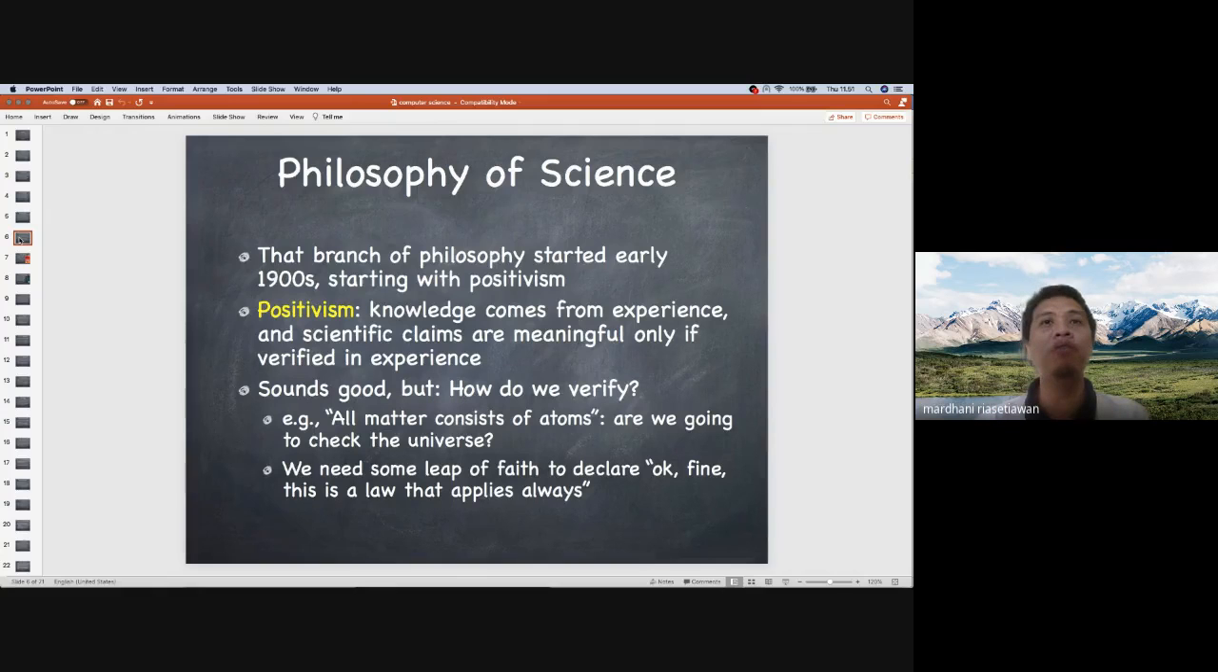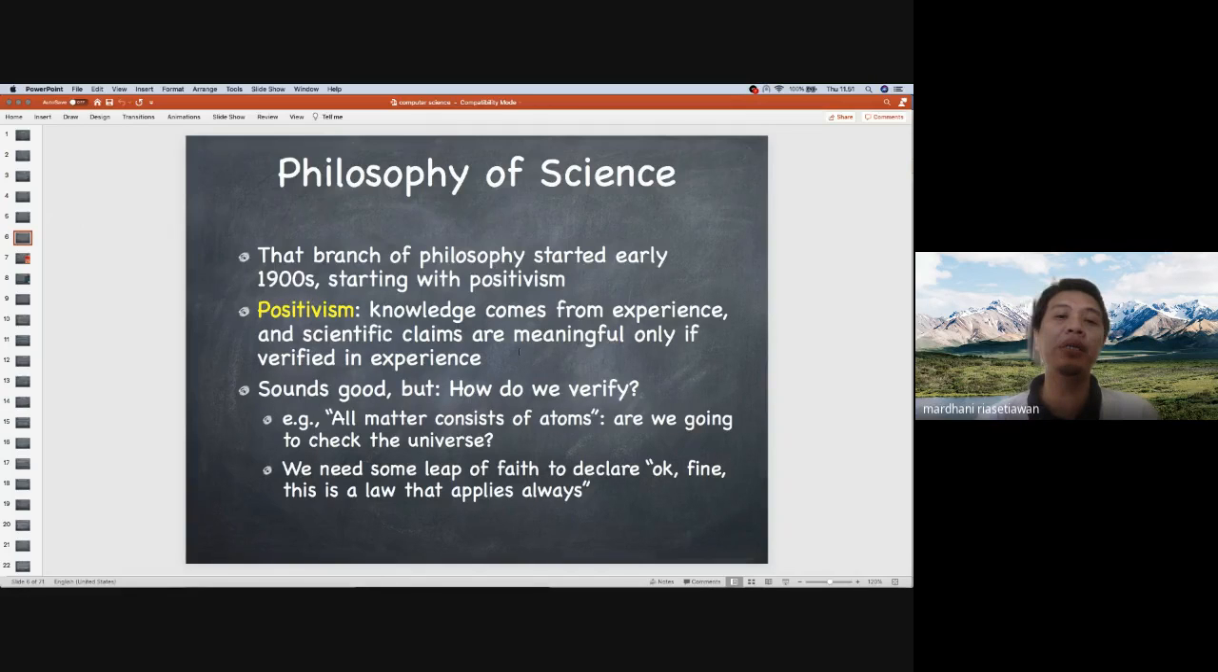Why did it come about? Because in positivism, knowledge comes from experience. To prove that something is real, to prove it's right, we need to have a lot of experience. That's why in engineering and in the scientific way, we do experiments, a lot of experiments, failures and successes, which make the experience. And then the next one is that scientific claims are meaningful only if verified in experience.